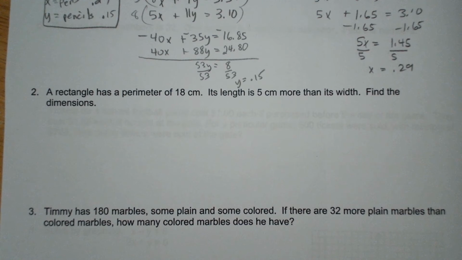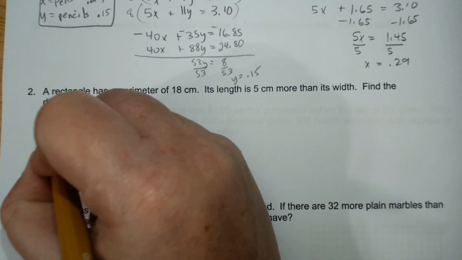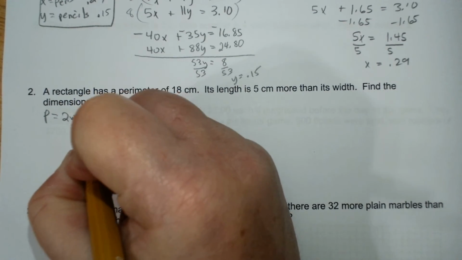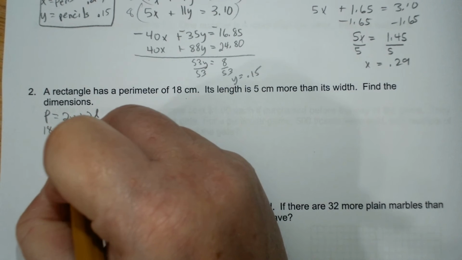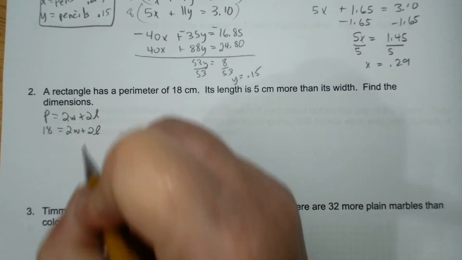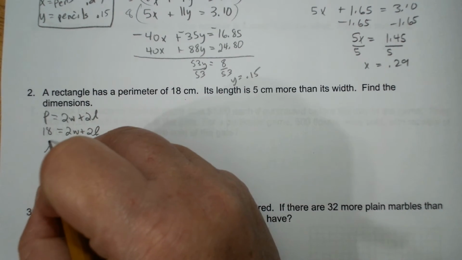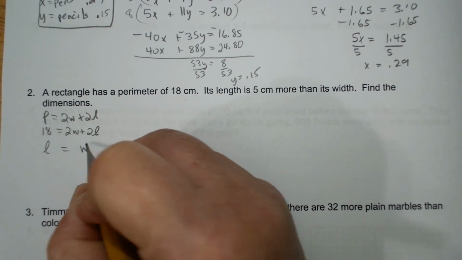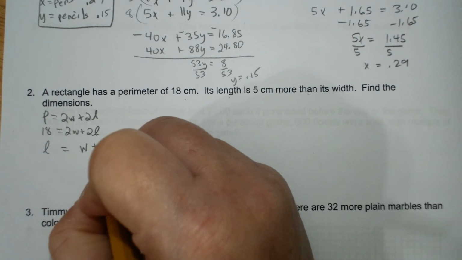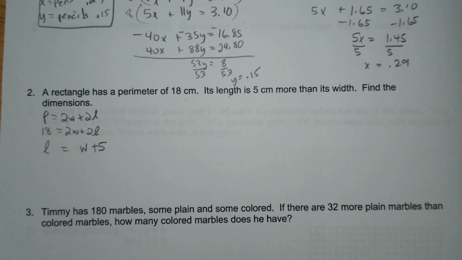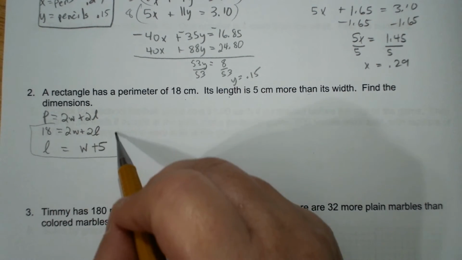A rectangle has a perimeter of 18 centimeters. Perimeter equals 2 widths and 2 lengths. And so that's 18. 18 equals 2W plus 2L will be one equation. Its length and width, they're not even. Length is 5 more. So you're going to have to add it to the width to make it even. So here's my two equations.